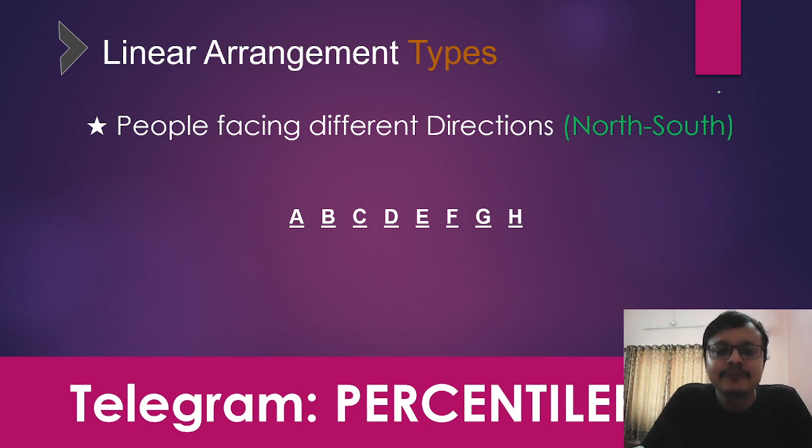The next type of linear arrangement which is challenging is if people are facing different directions. Classically, we always assume that they are facing the same direction. For instance, let's take B. What do we say normally? That to the left of B, you have person A. To the right of B, you have person C. Which is absolutely correct if nothing else is mentioned in the set.